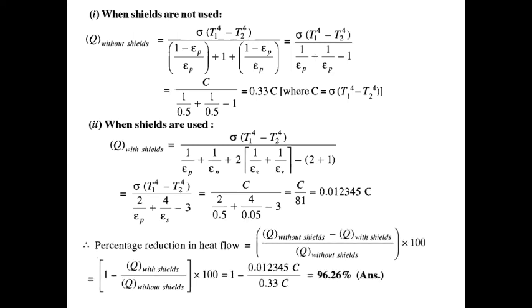What is the percent of radiation heat flow reduction? It is Q without shield minus Q with shield, divided by Q without shield. If we put in the values, we get 96.26%. So this is the problem.